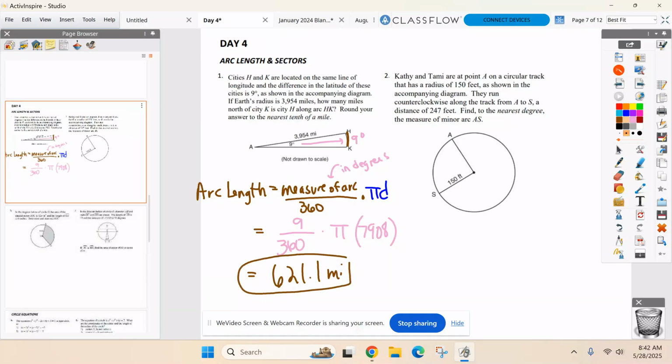All right. Questions? Last one with arc length is, I'll give you the arc length. You solve for something on the right side now. Nice little circular track, of course. We are running A to S counterclockwise. And that distance is 247.